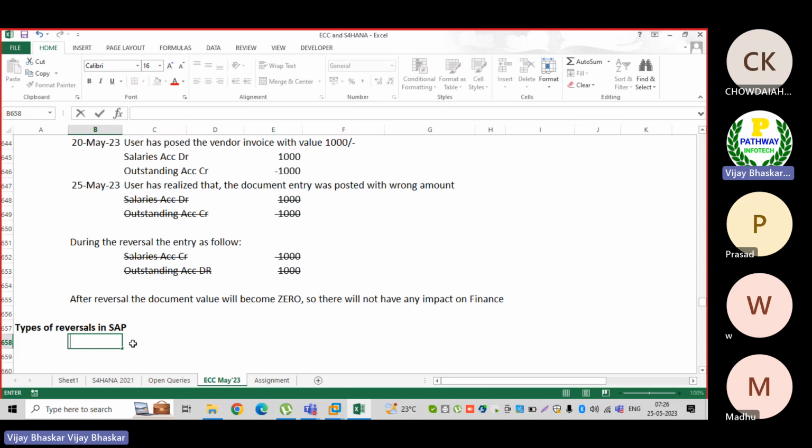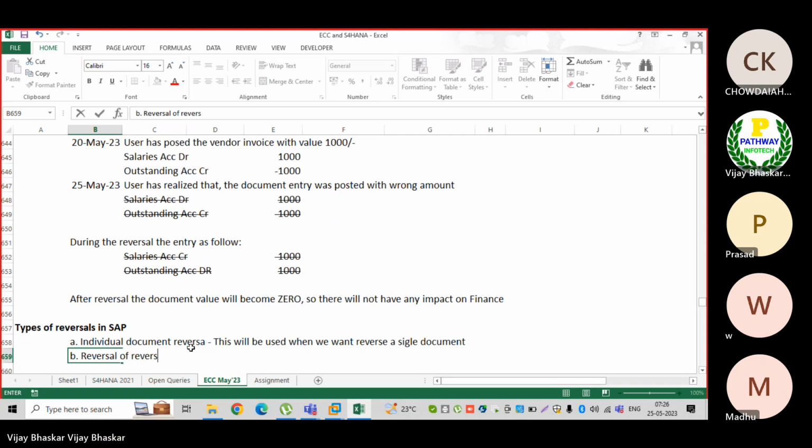How many types of reversals are there? Number one is individual document reversal. This will be used when we want to reverse a single document. Okay, individual document. I want to reverse one document once, then another document. After that, the second one is reversal of reversal.